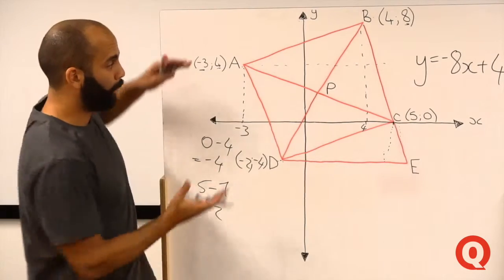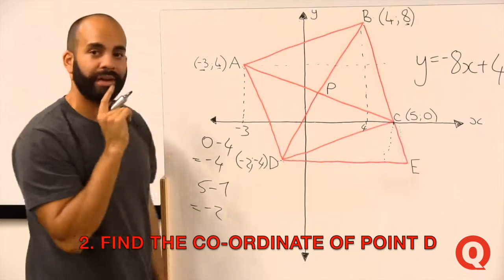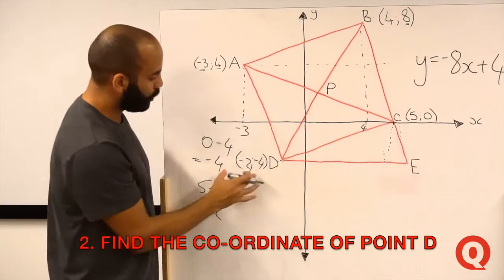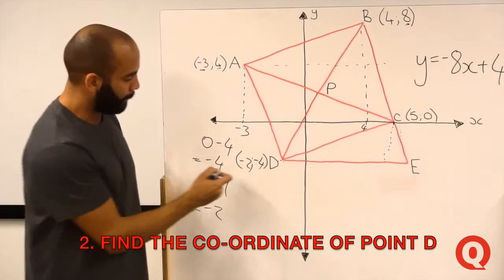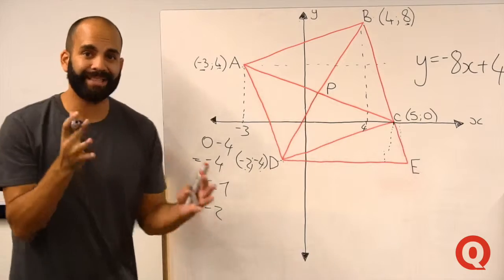So, using the property of a parallelogram and the vertices, you can now interpret and fill in what the missing value would be for the coordinate D, which would be minus 2 and minus 4. It's that simple.